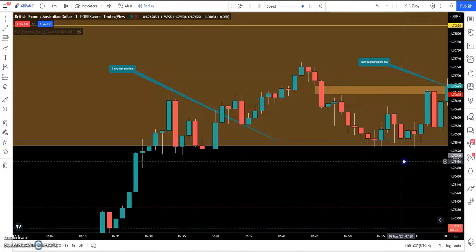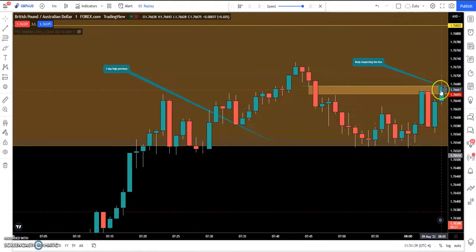So I had entered right here again. I'd missed this, and I don't know why I missed this, but I entered in this candle, and that was my entry right there.